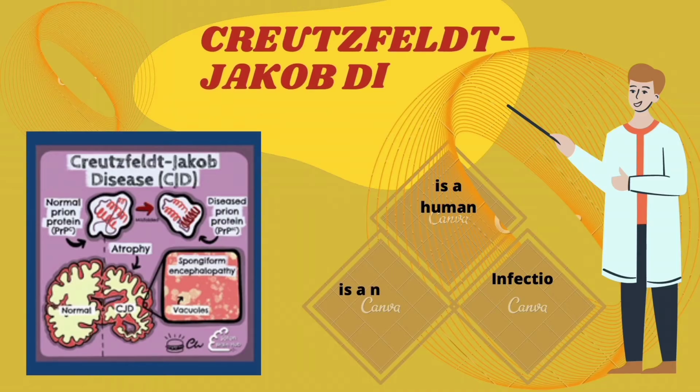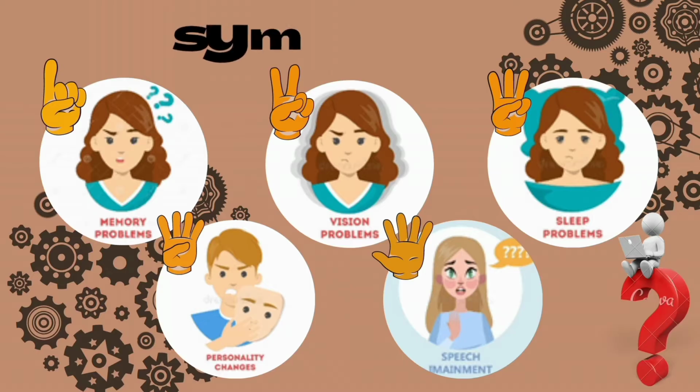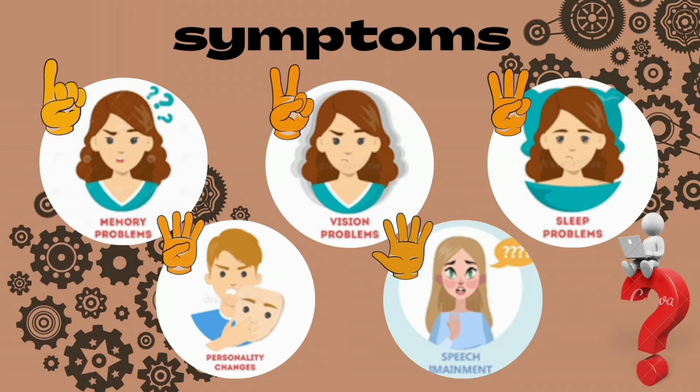The second related disease is Creutzfeldt-Jakob disease (CJD). It is a human prion disease and is a neurodegenerative disorder, and its infection may lead to death. These are the symptoms of Creutzfeldt-Jakob disease. First, memory problems. Second, vision problems. Third, sleep problems or insomnia. Fourth, personality changes. And lastly, speech impairment.